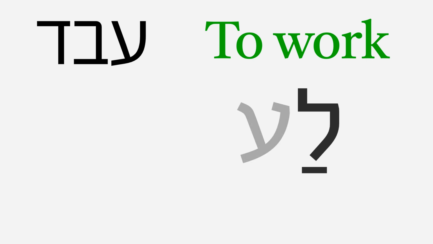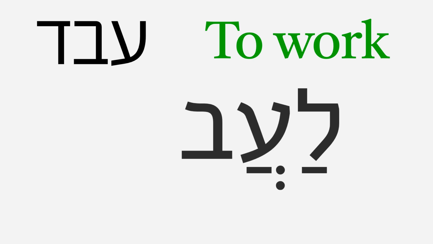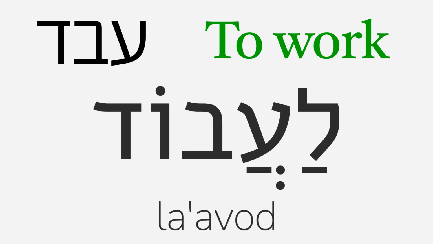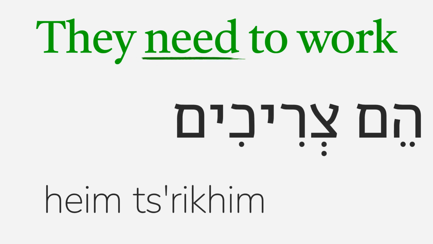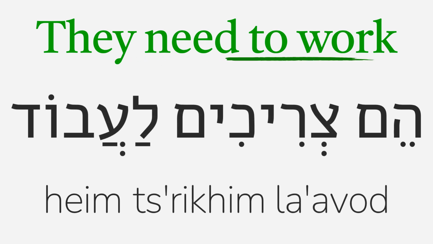Ayin works similarly, but instead of a segol and segol shva, it uses a patach and a patach shva. So to make the infinitive to work, we take the lamed, which means to, put a patach under it, add the first letter of the root ayin with a patach shva, then add the second letter beit, vav with cholam, and third letter dalet, as with regular infinitives. La'avod, to work. They need to work is heim, they, tzarichim, need in masculine plural form, la'avod, to work.